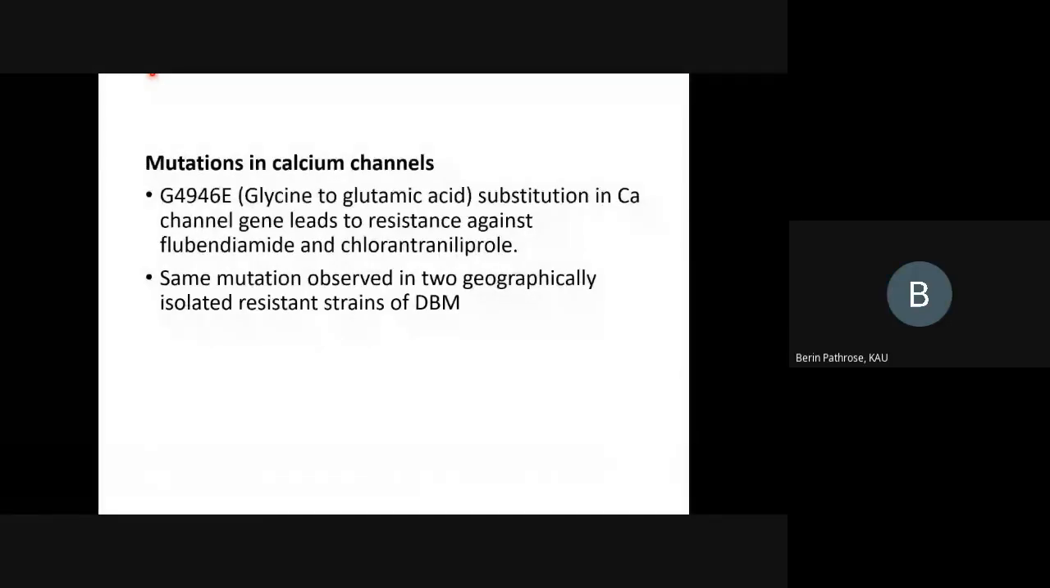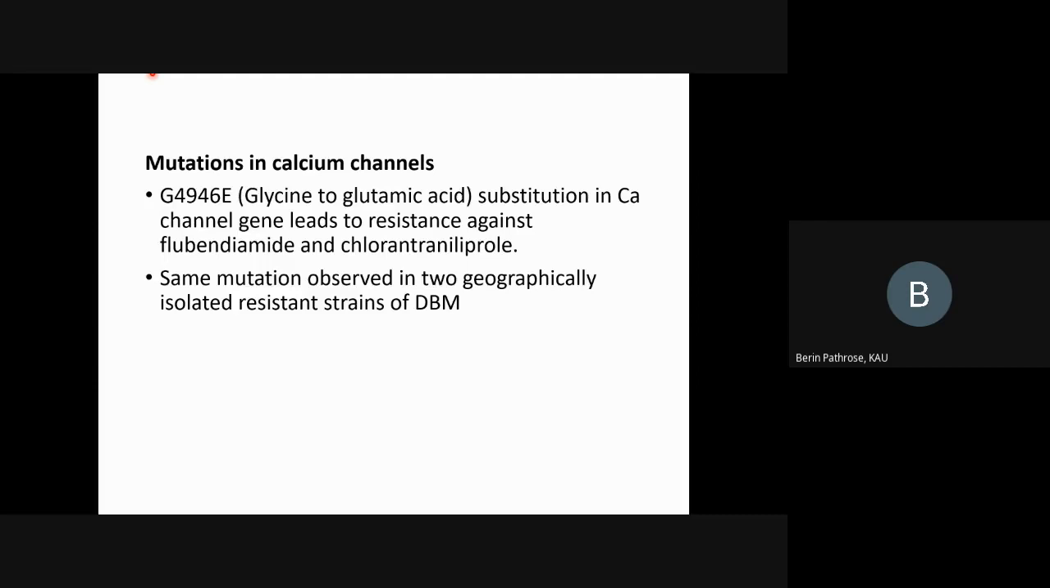Then, which is the group of insecticides acting on calcium channels? Diamides, I have written in the slide also. It is chlorantraniliprole and flubendiamide. See, in the case of diamide resistance, the first field report of diamide resistance was from diamondback moth, and what they observed in diamondback moth at the 4946 position was that earlier it was glycine, and it got mutated to glutamic acid.